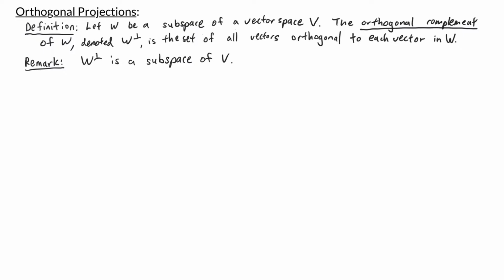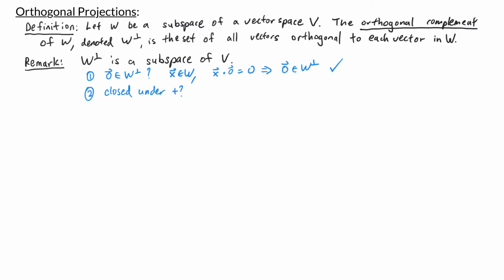Let's check our three subspace conditions. First, is the 0 vector in W perp? Well, let's suppose that I have any vector x in W. If I take the dot product of x with the 0 vector, I get 0. So that tells me that 0 is orthogonal to x. So 0 is in W perp.